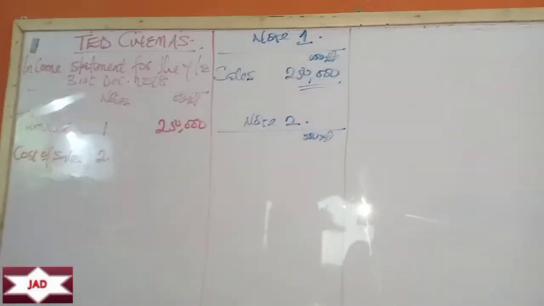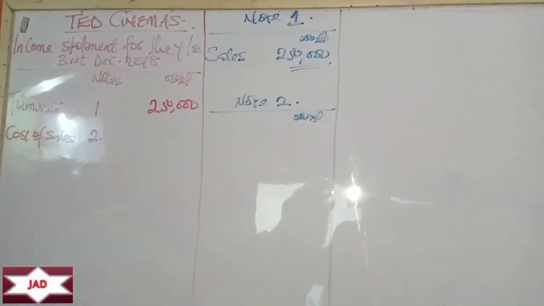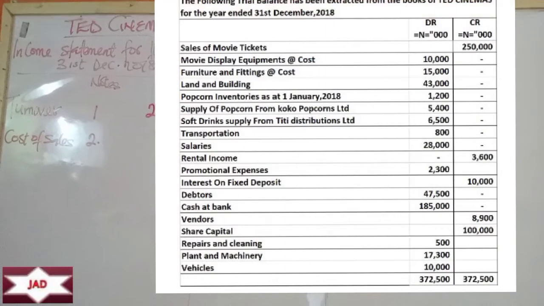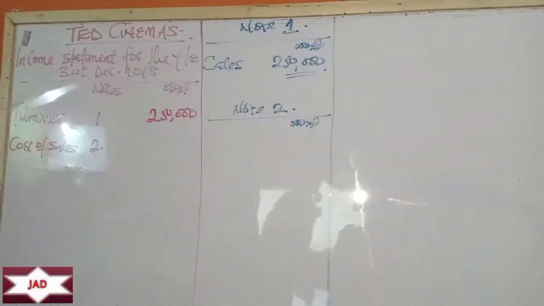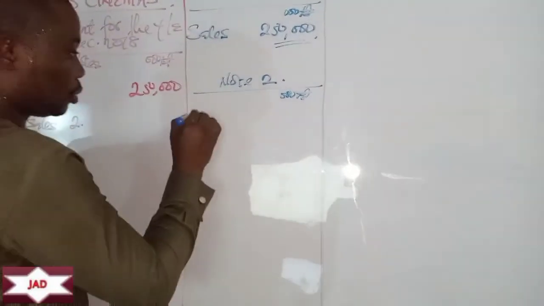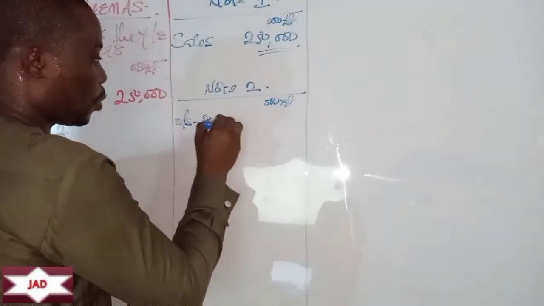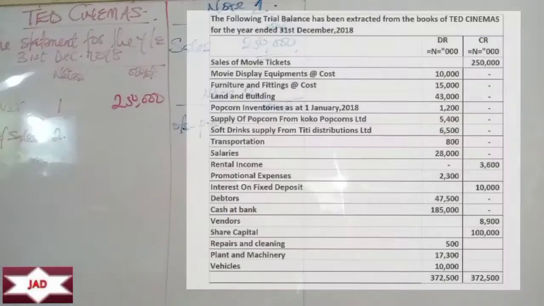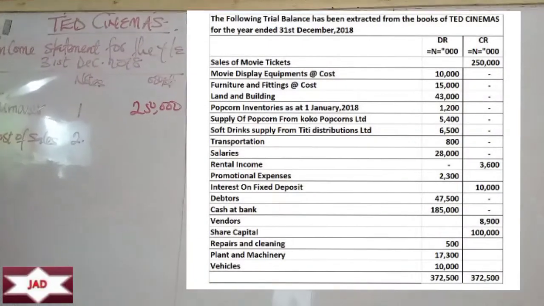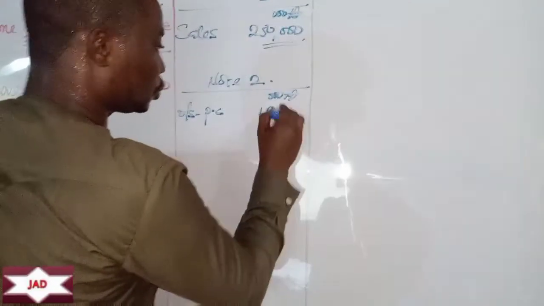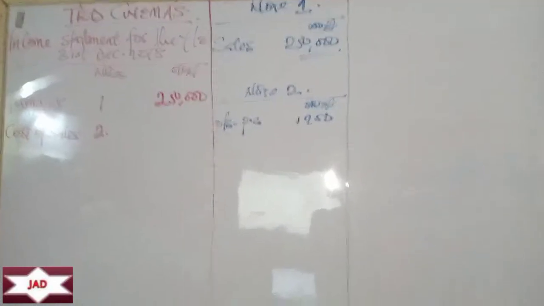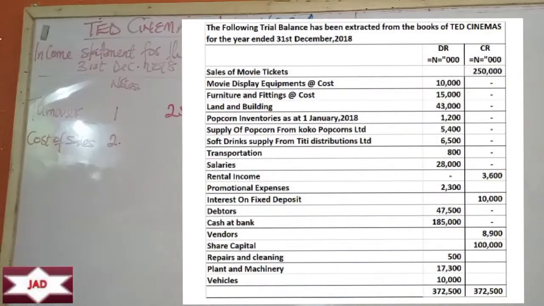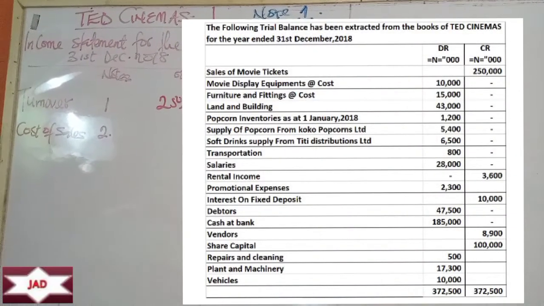So I can see popcorn inventories there, opening inventories there. Opening stock, popcorn, I can see 1.2 million. So that's 1,200. Remember, we always add purchases when we're dealing with inventories, right? So the inventory there is the popcorn. Now, what's the purchase there? I can see supply of popcorn from Coco Popcorn.